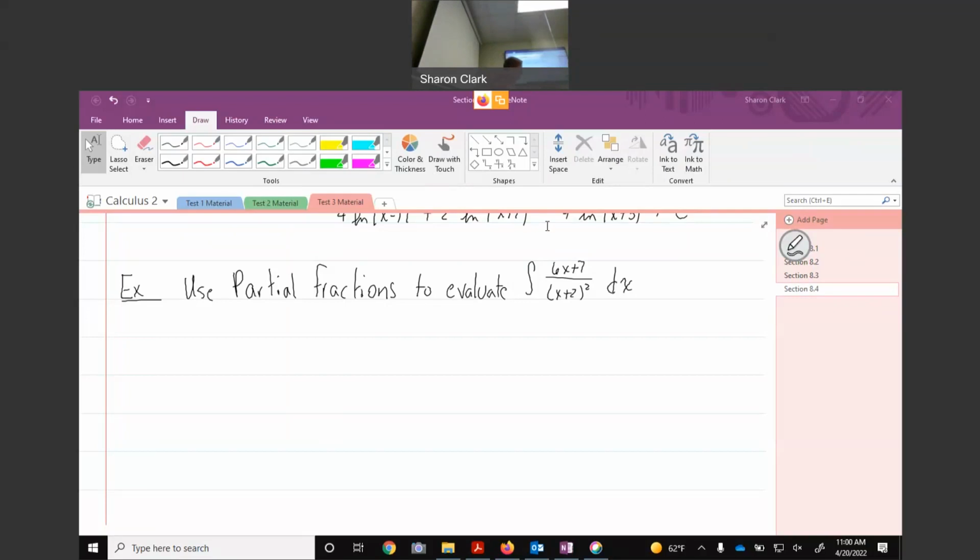Okay, so now we're going to split it up. We're going to do 6x plus 7 over x plus 2 squared. Now, because it's squared, we have to do every power below it. So we're going to do A over x plus 2 plus B over x plus 2 squared. If it had been x plus 2 cubed, we would have said A over x plus 2, B over x plus 2 squared, C over x plus 2 cubed. You've got to do all the powers below.